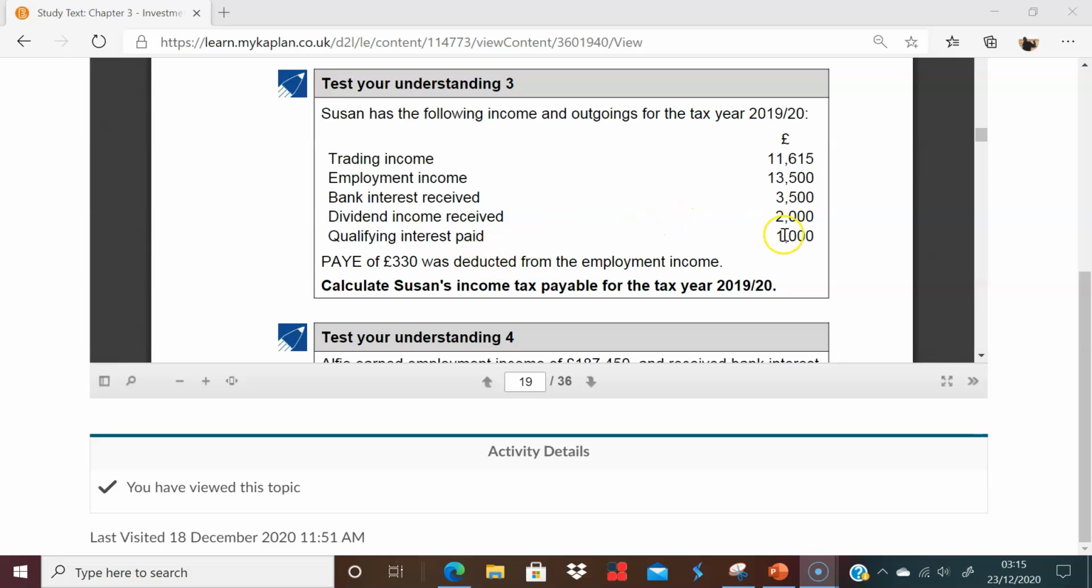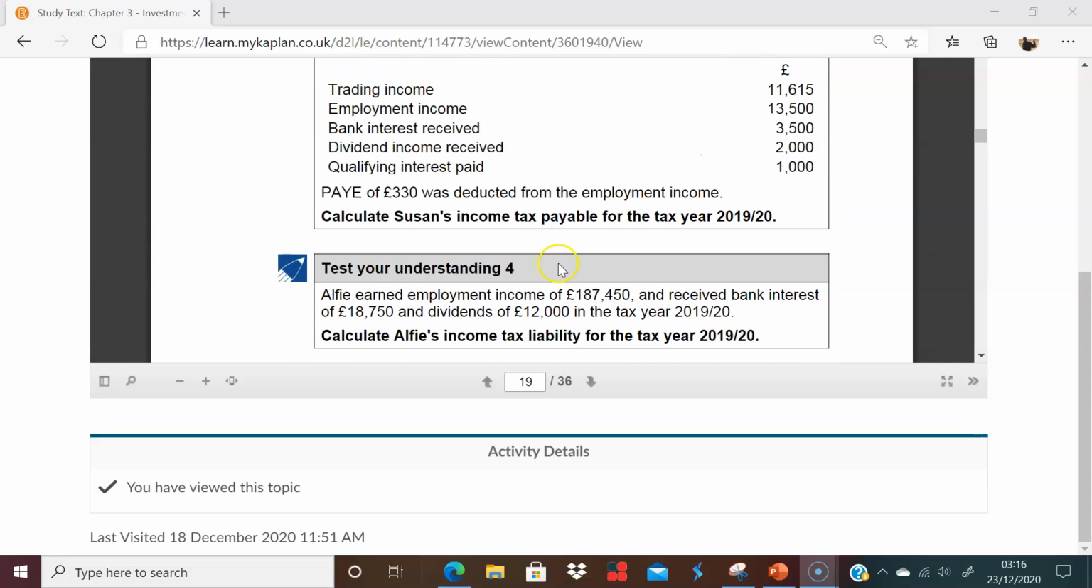Remember, this qualifying interest will be deducted from your total income to find your net income. It's just getting used to the language as well. So yeah, please do that.